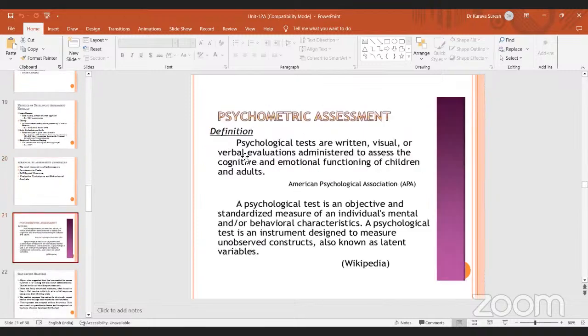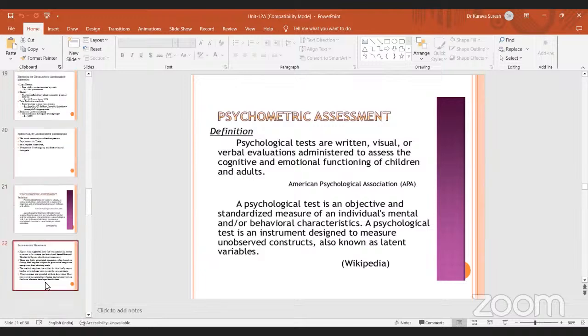Psychometric assessment. A psychological test written by the worker, evaluating the administration of cognitive and emotional function of children and attitude. Psychological test objectives are standardized measures of individuals, materials, and behavioral characteristics. A psychological test is an instrument designed to measure an unobservable concept.